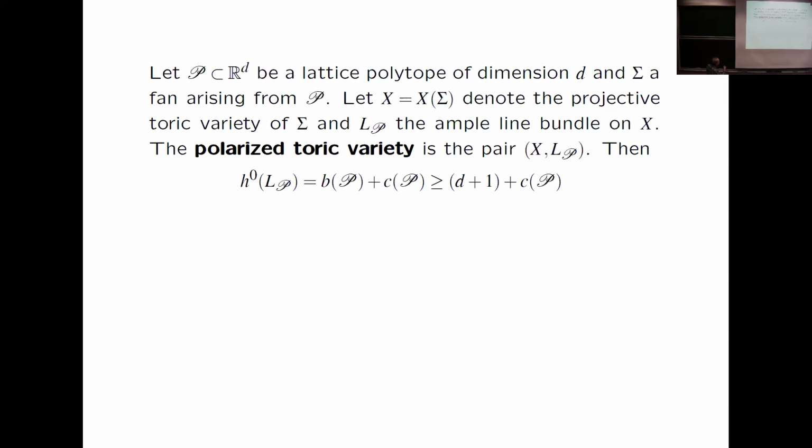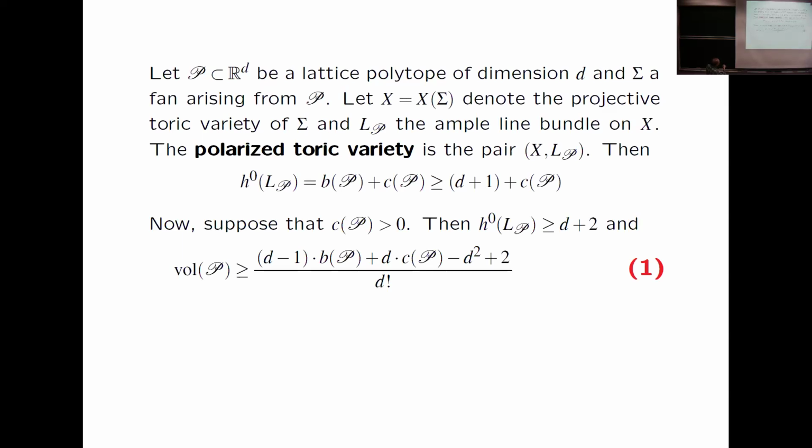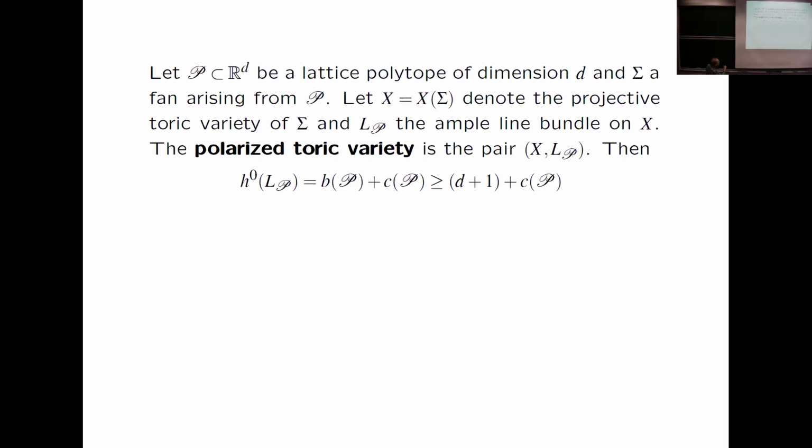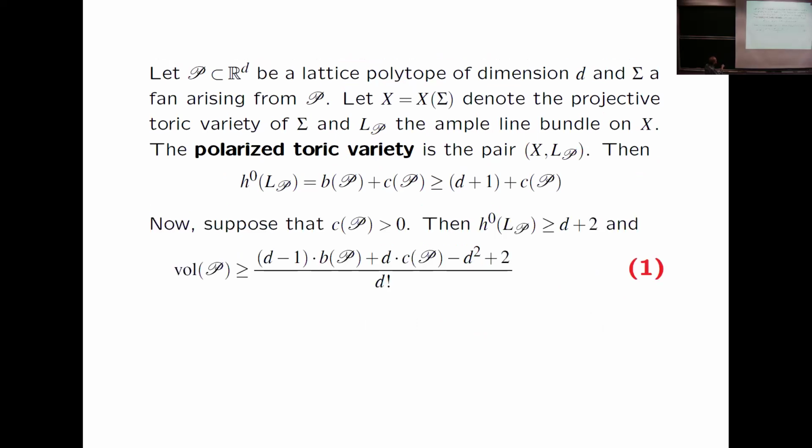Suppose that C_P is positive. Then h0(L_P) is bigger than or equal to D plus 2. And when we discuss the Fujita formula, we must require h0 to be at least D plus 2. So if C_P is positive, then h0(L_P) is at least D plus 2. So we have the Fujita situation, and C_P is positive.